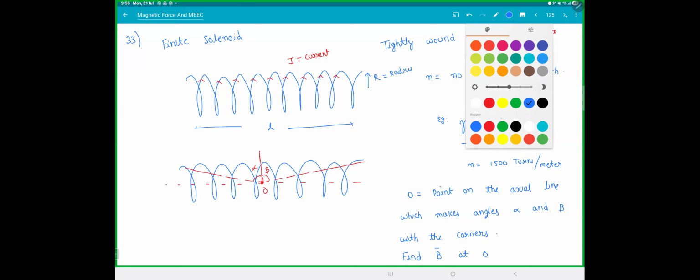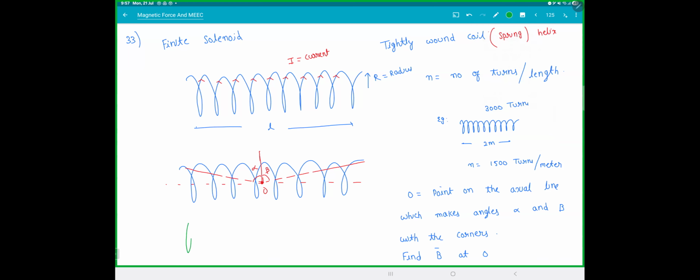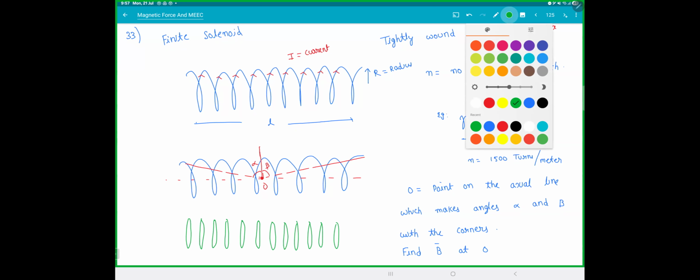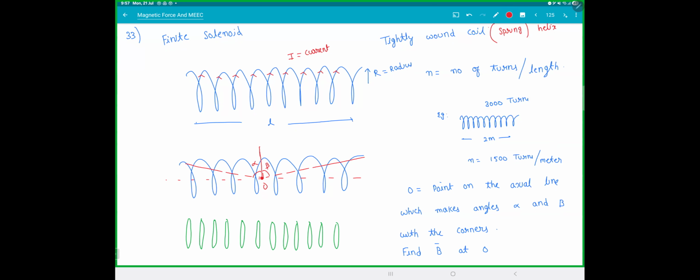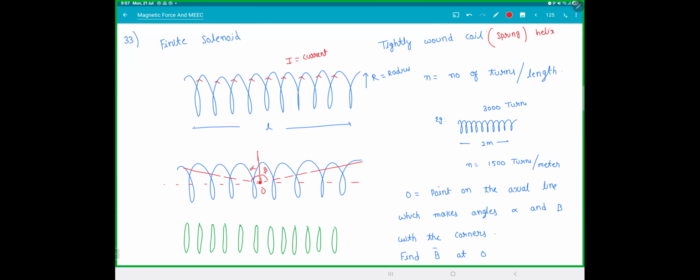One thing that you can do in this kind of problems, right? You can treat each coil like one ring. So you can treat them like multiple rings, very close to each other. So basically I can use the field on the axial line formula. And then I can integrate all the rings over whatever the length is. So question would look something like this. So that O is here. So you will take multiple rings here at a distance x. And then you try to integrate this.